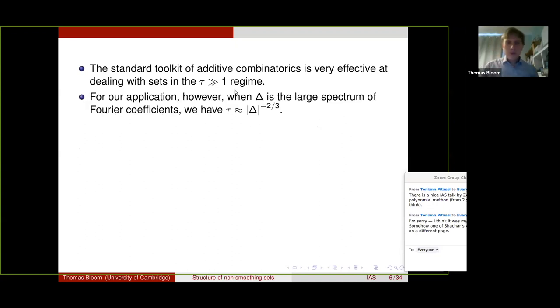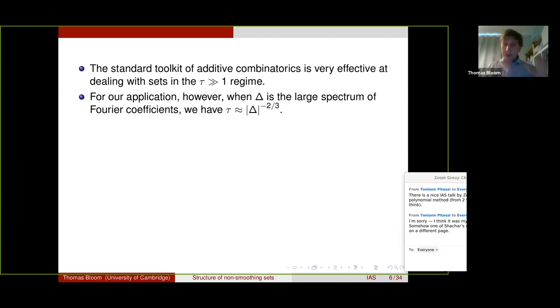Okay, so unfortunately this regime is not actually of interest to us. For our particular application, for example, when delta is the large spectrum of Fourier coefficients, if you go back to the previous talk and look at the bounds on the energy that I wrote down, you can work out that in fact tau is delta to the minus 2/3.